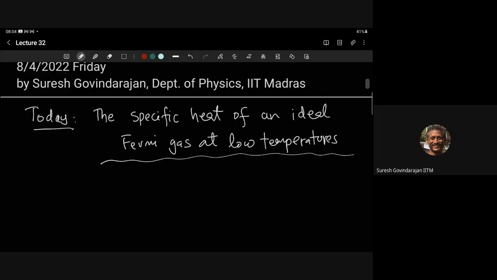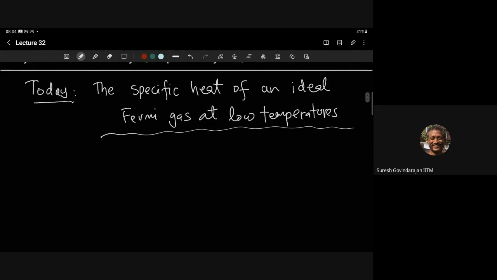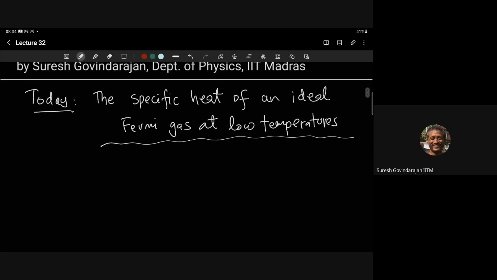So today we begin and sort of end our study of the ideal Fermi gas by studying the specific heat at low temperature. We have set up the whole thing, but we just need to work out some details, and that's what I'm going to do today. And so this was our goal when we started the Grand Canonical.